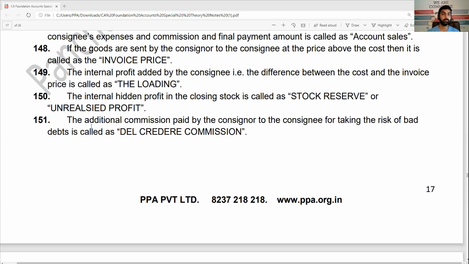Sometimes we fear about credit sale. If my agent, my consignee, sold the goods on credit, who will recover the amount? So I pay an extra 4%, 5%, 8% to him, but with the commitment that he will collect the amount from the debtor. So bad debt will be the responsibility of the consignee. If that commission is given, it is called del credere commission. I repeat, any commission paid by the consignor to the consignee for recovery of bad debt is del credere commission.